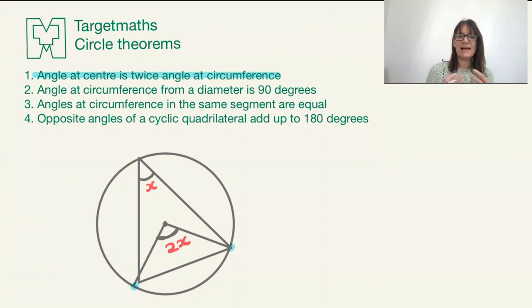Center is twice that at circumference, something along those lines, because if they say give reasons, we need to give reasons for why we're saying the angle is what it is. So for example, if I was to say that this angle was 80, I would be saying X is equal to 40, and then stating because the angle at the center is twice angle at circumference. It's a bit of a mouthful, and it's quite a lot to write down.